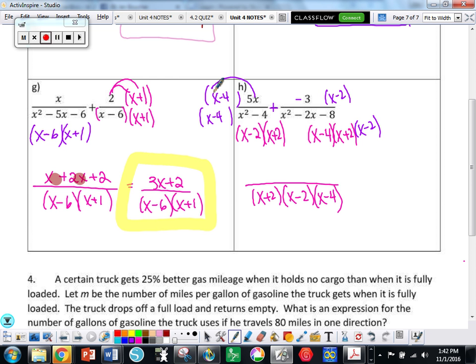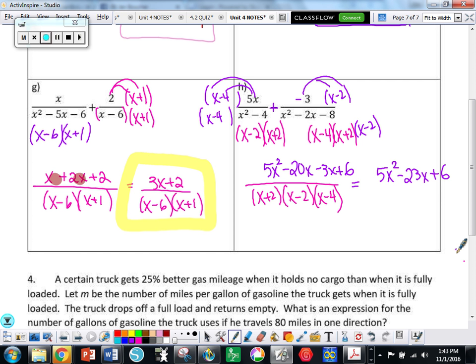Looking at the first place I can distribute, what do I have? 5x squared minus 20x. Is that all right? Looking at the next group, minus 3x plus 6. Combine my terms. 5x squared minus 23x plus 6. Does that factor? We sure hope not. Nobody wants to.